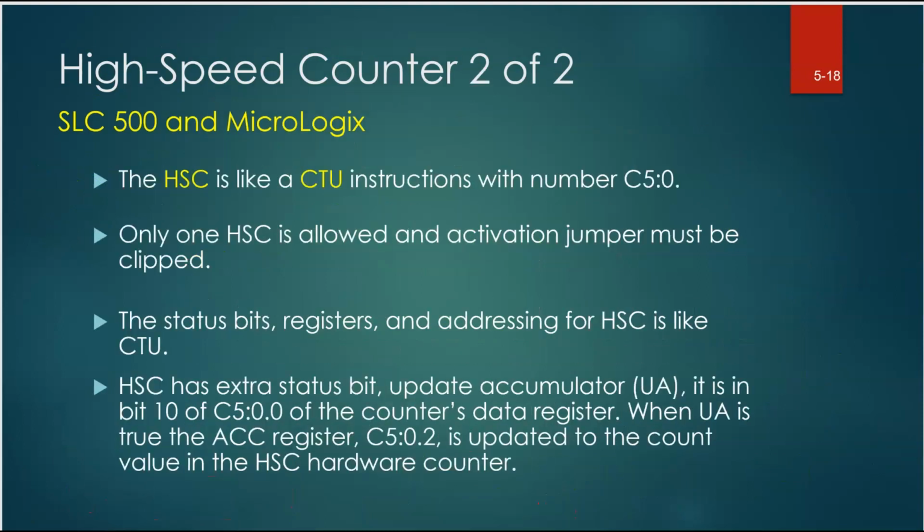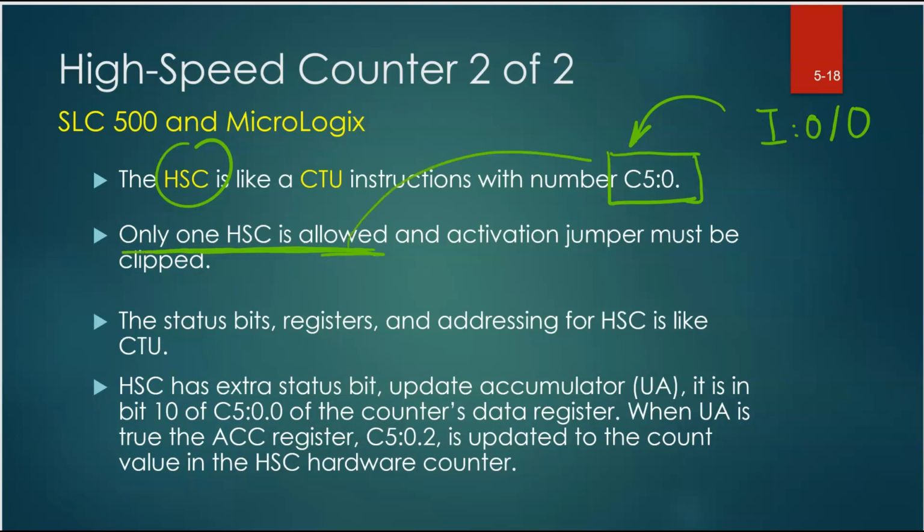Just to remind you, because we are using terminal 0 for HSC, so I 0/0, the only counter number we are allowed to have for HSC is C50. And the last thing I want to tell you about the high-speed counter is that we are only allowed to have one high-speed counter in our program, and that is located in C50.